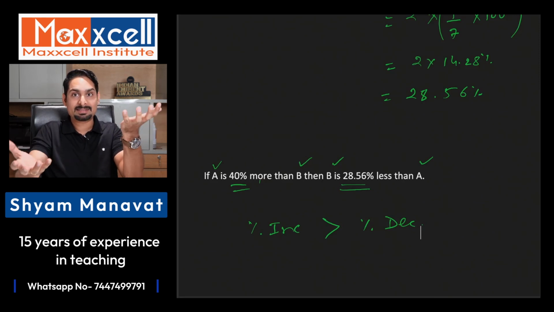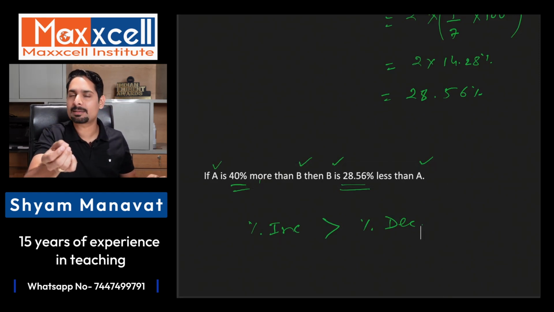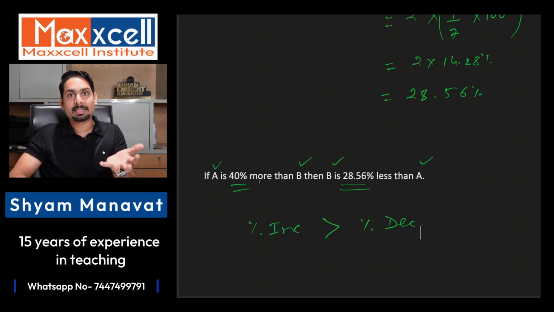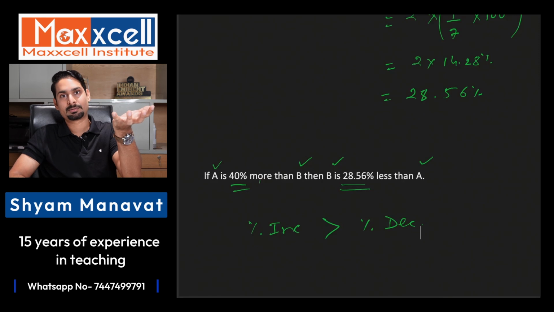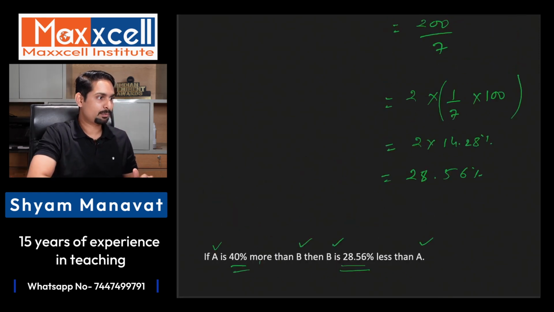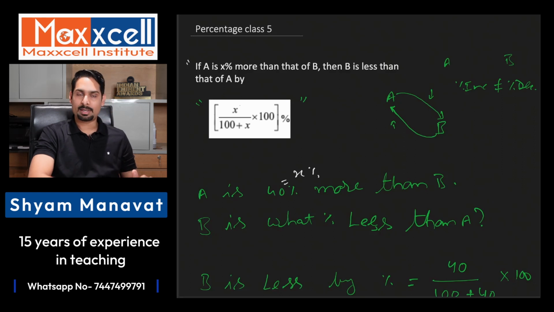To have the same value, you just need to decrease it by 28.56%, but to get the same value you need to increase that by 40%. Understood? I hope that's clear. So this is what this expression is about. If A is x% more than B, then B is less by what? X upon 100 plus X into 100%.